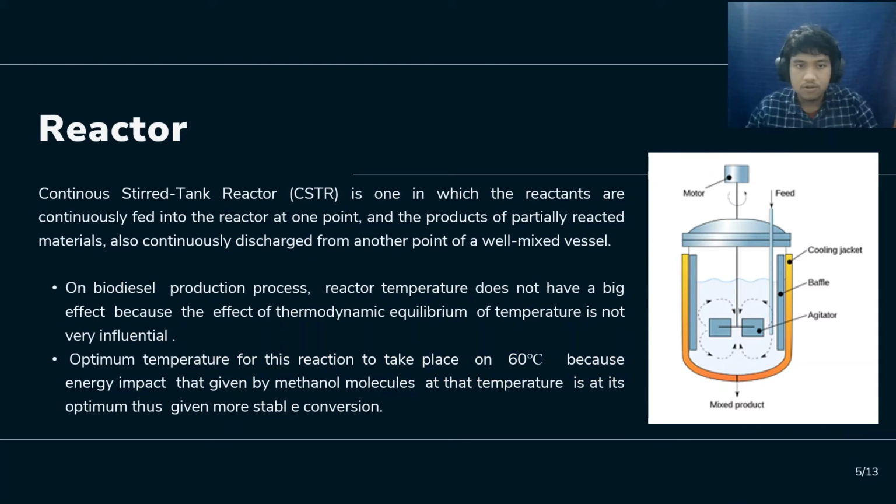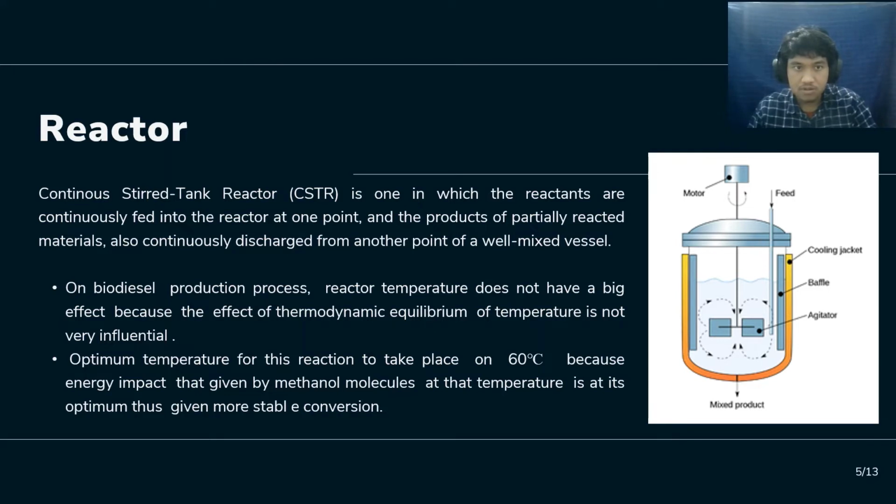And next, for the reactor, we choose CSTR, or continuous stirred tank reactor, because in the biodiesel production process, reactor temperature does not have a big effect because the effect of thermodynamic equilibrium of temperature is not very influential. And second, the optimum temperature for the reaction takes place at 60 degrees Celsius because the energy impact given by methanol molecules at that temperature is at its optimum, thus giving more stable conversion.